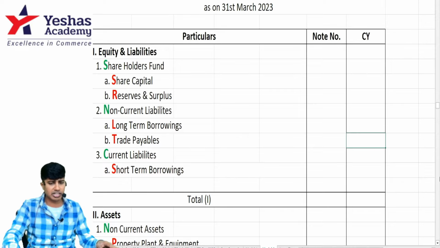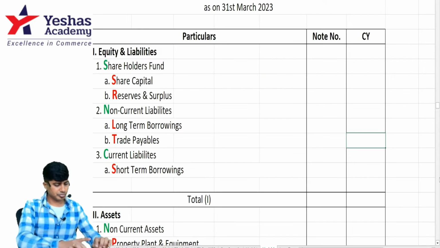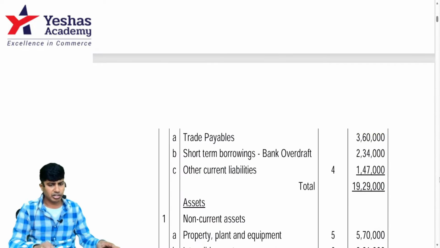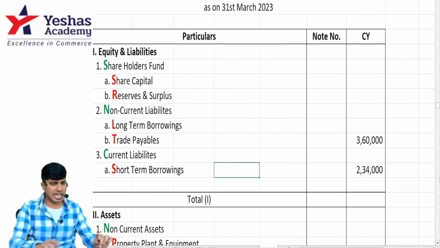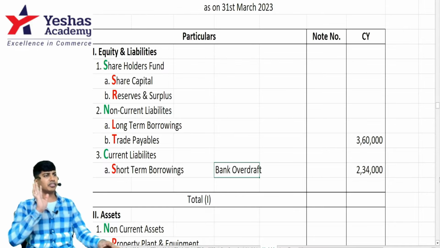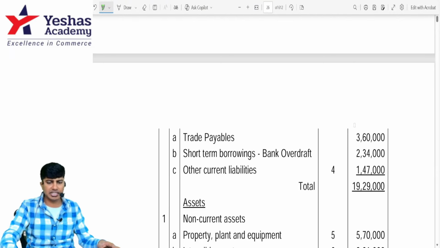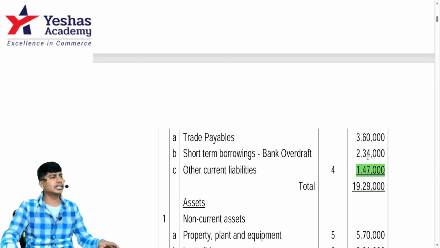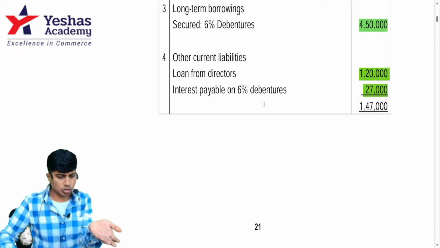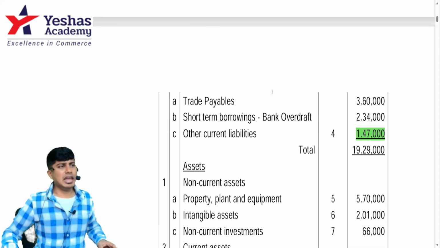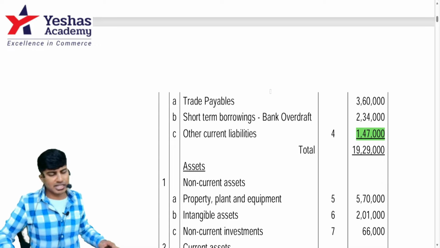How much is that trade payables? 3 lakh 60. How much is that bank overdraft that they've given? 2 lakh 34. I'm writing it as it is. There is other current liability. That is that interest we paid. Loan to directors and interest. You paid it. That is settled. Liability side done. Can I take you to asset side?